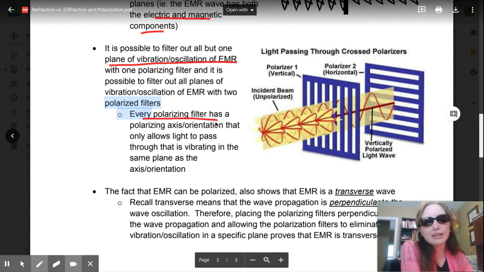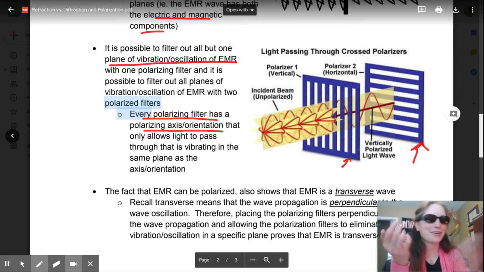So every polarizing filter is going to have an axis orientation that's going to allow light to pass through on the same plane. So this polarizing filter is going to filter out all of these other wonky side ones and only let the vertical ones through. Whereas this guy here, he's only going to let the horizontal ones through. So what we would have done in class is we'd have taken our two polarizing filters and lined them up and shined a laser beam through them. And you would have rotated them and just watched until the laser beam disappeared.